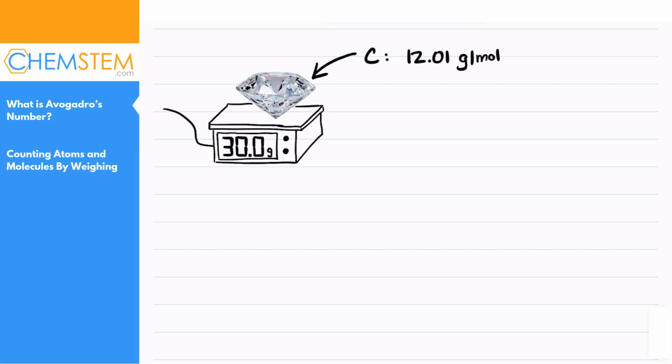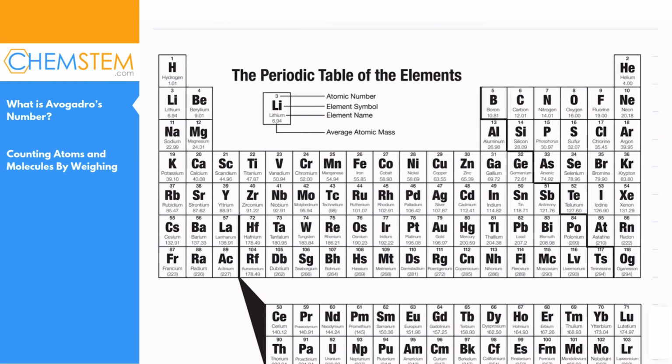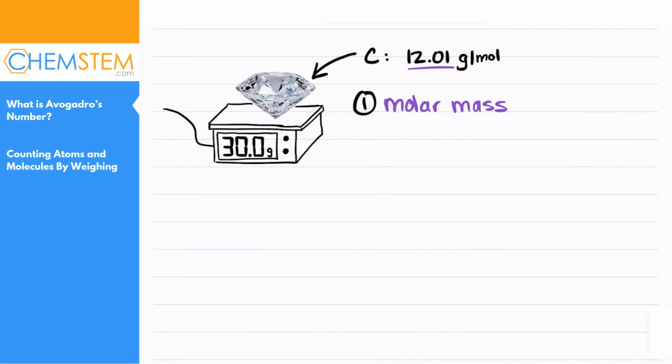Now, you have to know a couple things. First of all, you've got to know the molar mass. So we already have the molar mass of a pure carbon substance. It's just 12.01 grams per mole. Look on the periodic table and you'll see it's right here. But you'll need something else as well. In addition to the molar mass, you're also going to need something called Avogadro's number.